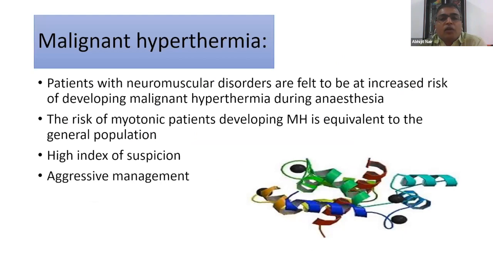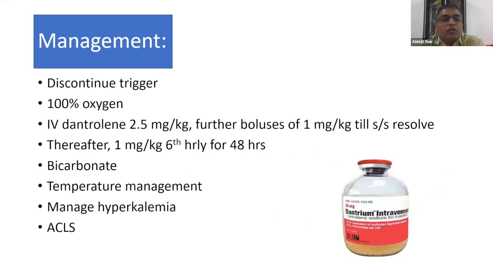Now, MH, we always keep hearing about MH. Now and then some case report comes, or we read in some of the communications. I have not experienced it yet, and I don't want to, because whatever I have heard is very scary. But everybody should have an idea about this, because patients with neuromuscular disorders are at increased risk of developing MH during anesthesia. It could be because of use of succinylcholine, use of volatile anesthetic. A high index of suspicion is necessary, and it needs extremely aggressive management.